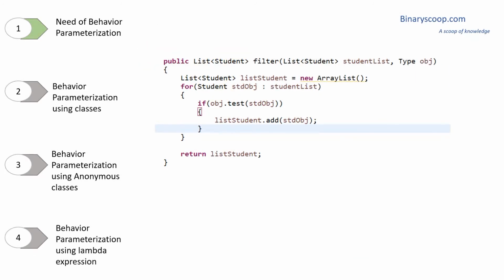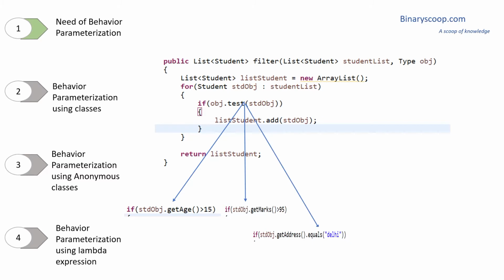Okay, we are designing the generic filter method. The generic filter method has the same iteration logic as the previous methods. We iterate over the student list, and for each student we check the particular condition using the test method. If that condition passes, we add that object into the list of students, and then that list of students is returned by the filter method. So the responsibility is now on the test method to test the age, to test the marks, to test the address, or to check any other rules.